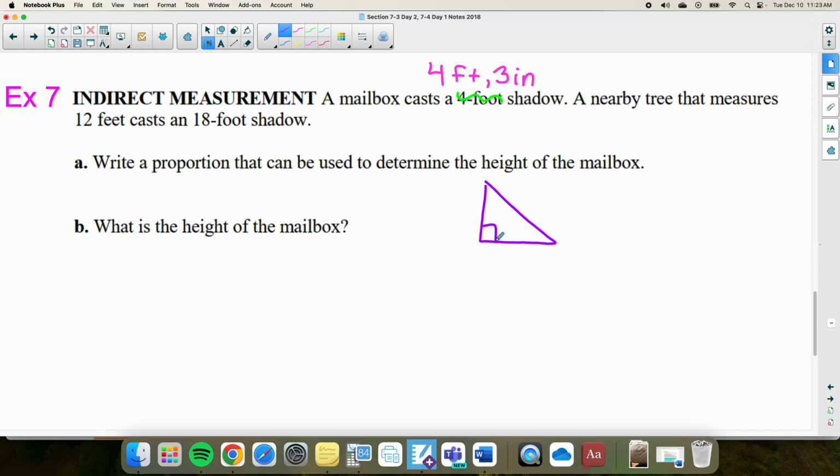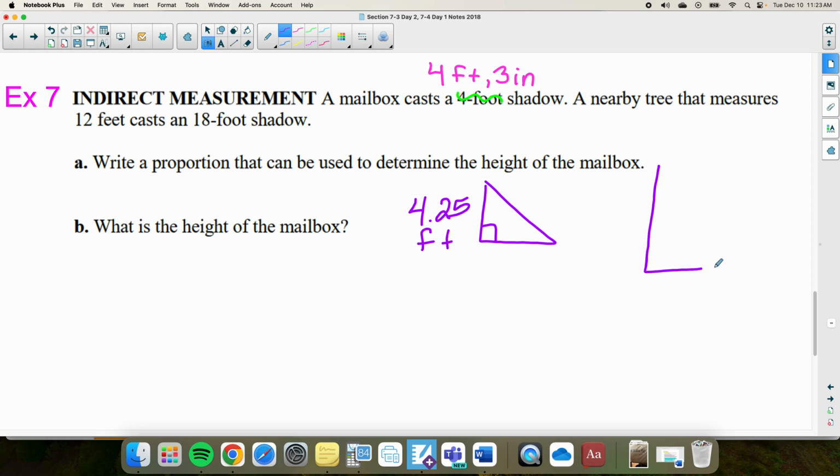What decimal of a foot is 3 inches? Think about that. 3 over what? It'd be 0.25. Yeah, 3 over 12 would be 1/4, which would be 0.25. Do you guys get that? If they said 6 inches, it'd be 0.5, correct? Everybody get that? All right, so this is gonna be 4.25 feet. Here's my mailbox.